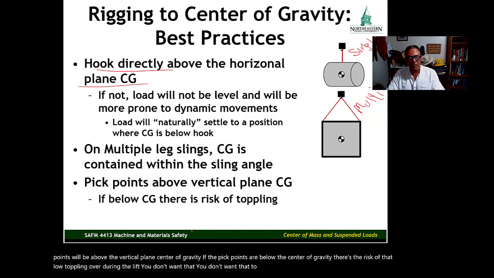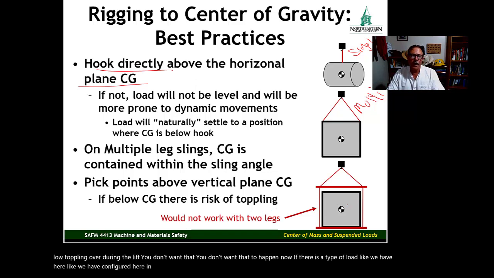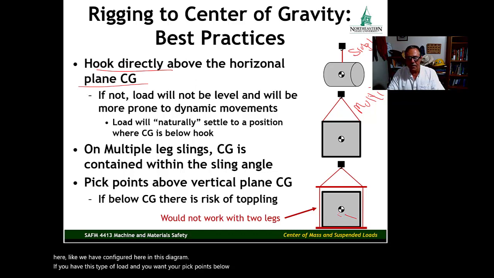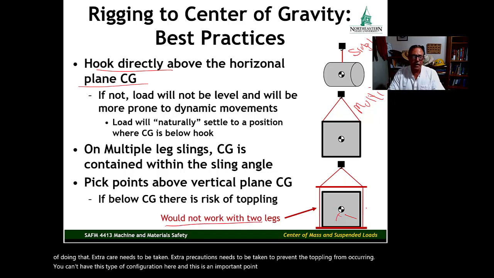Now, if there is a type of load like we have configured here in this diagram, and you want your pick points below the center of gravity, that's what we have here. There is a way of doing that. Extra care and extra precautions need to be taken to prevent the toppling from occurring. You can't have this type of configuration here, and this is an important point. This would not work with two sling legs.